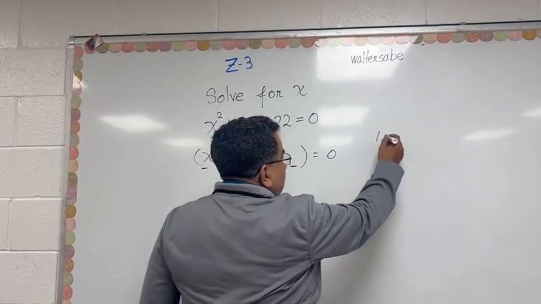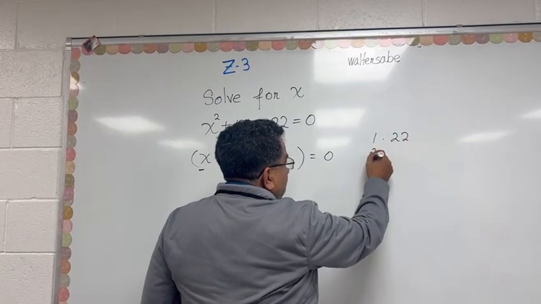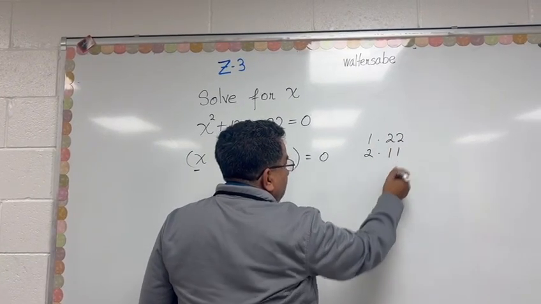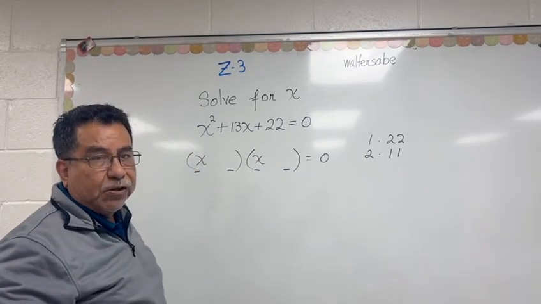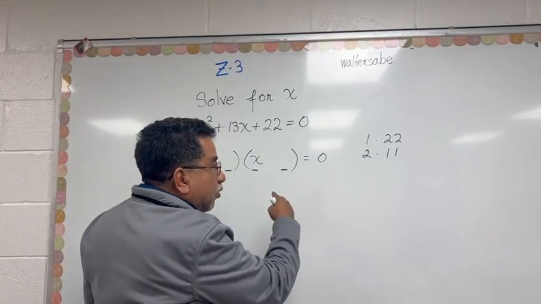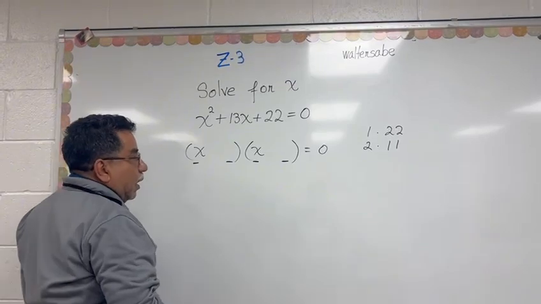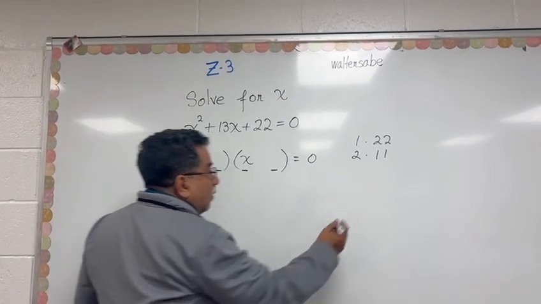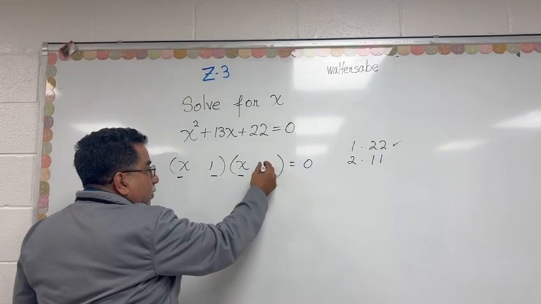It's either 1 times 22, it will be 2 times 11, and I don't think there's another choice. Or it could be the reverse, 22 times 1 or 11 times 2. Let's use the first one. 1 times 22.